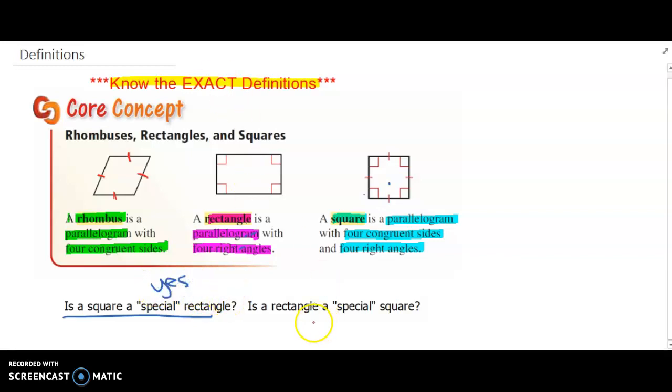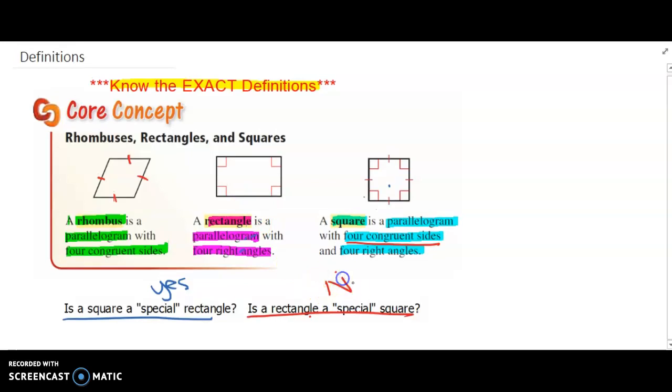Now I'm going to ask you, is a rectangle a square? No, it's not, because a square has 4 congruent sides and 4 right angles. A rectangle doesn't have 4 congruent sides, and therefore a rectangle is not a square. So it goes one way and not the other.